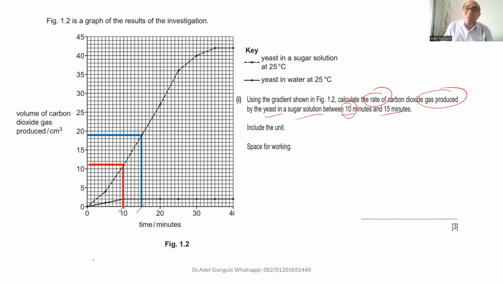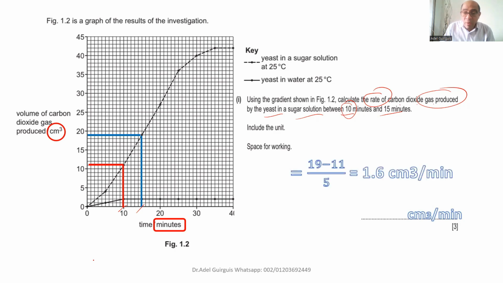So the difference is 19 minus 11, over time. What's the unit? Centimeter cubed over minutes, per minute. This is for 1 mark. What's the workout? 19 minus 11 over 5 minutes time lapse. Difference in time, 15 minus 10 equals 5, equals 1.6 centimeter cubed per minute. It's okay?